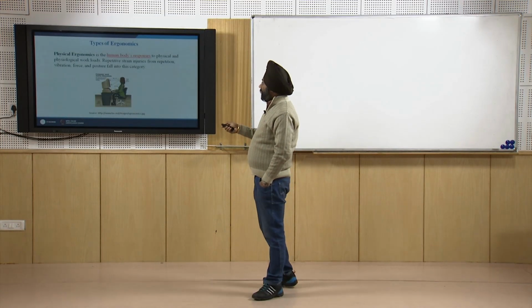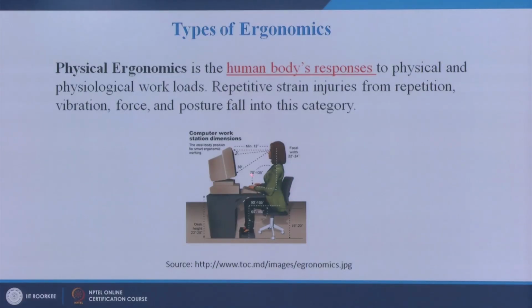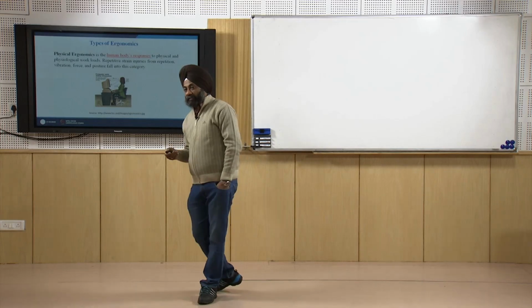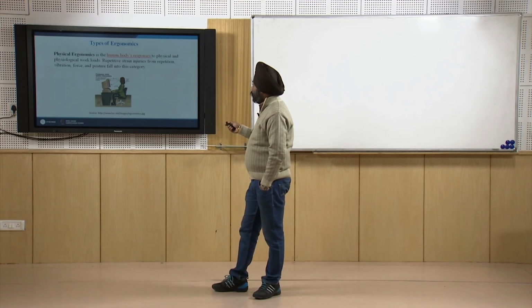Let us see the physical ergonomics. An example is here on your screen. I think it is not legible, but we can see the angles are also marked here: 30 degrees for this angle, and 70 to 135 degrees for this angle between the spine and the elbows. Height 16 inch to 20 inch is given here, and the desk height is 23 inches to 28 inches. So all this is, you can say, ergonomic design of the physical system. Physical ergonomics is the human body's responses to physical and physiological workloads.